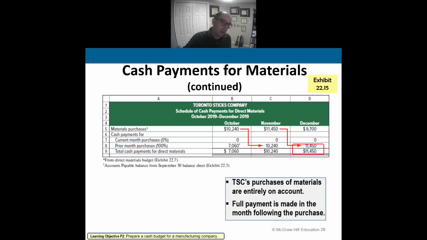And so in October, if I know I need to buy $10,240 worth of wood, and I'll pay them next month on accounts payable, then I know I'm going to have to spend that 10,240 in cash in November for purchases I made in October. So again, this just goes back to the importance of planning for your cash expenditures and the cash you've got coming in from customers.